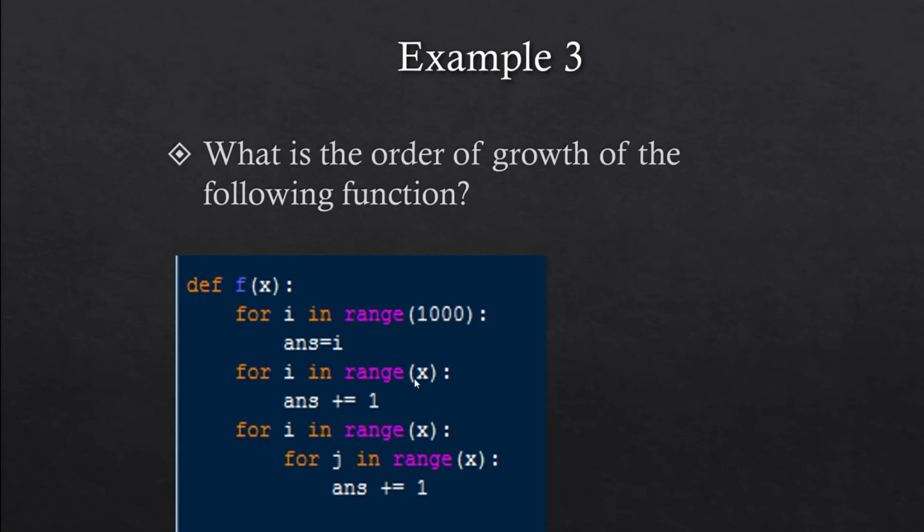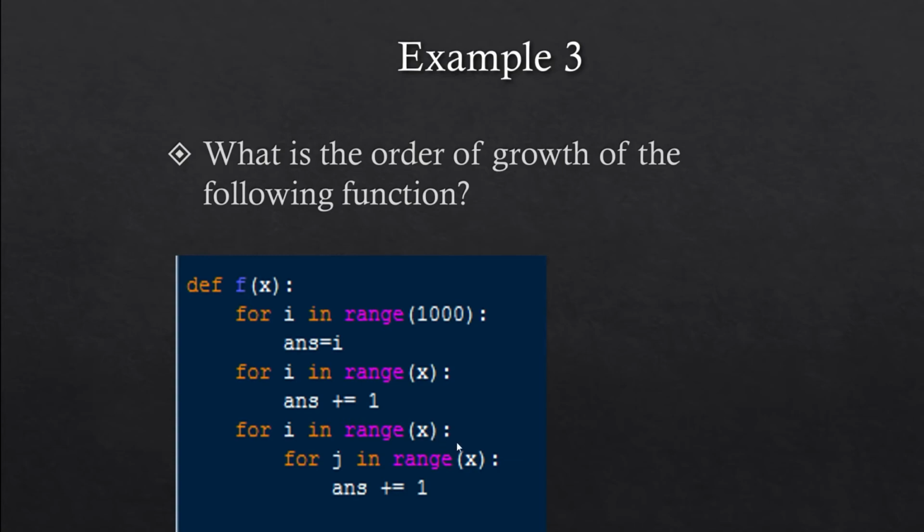Whatever i is, you assign to that value over there. For i in range x, answer plus equals 1. So basically, if you double this number, you will need to do this step twice. You will need to double the number of times to do this step. So this section here is O(n). For this one here, this is a double loop. For i in range x, for j in range x, answer plus equals 1.